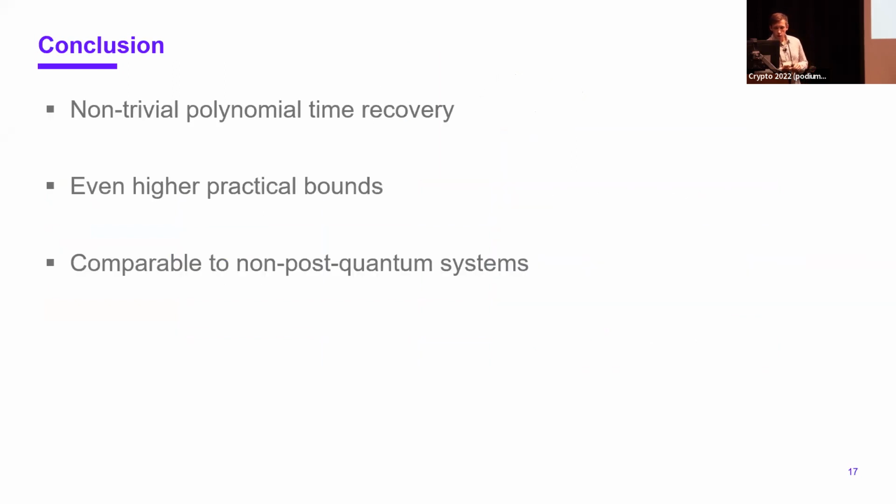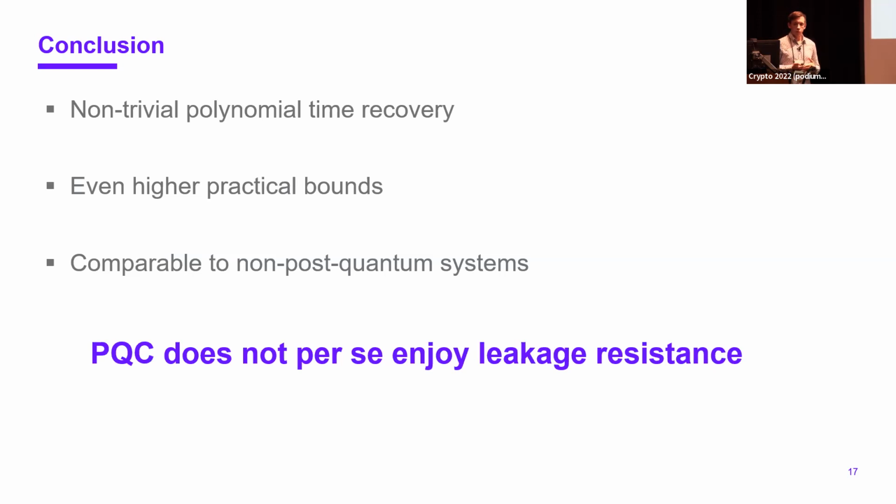So as a conclusion, we give non-trivial polynomial time key recovery attacks in all cases, and for the practical setting, we find even higher bounds. And actually, these results are comparable to what we know about classical schemes like RSA, and so we can safely conclude that post-quantum candidates do not per se enjoy leakage resistance.